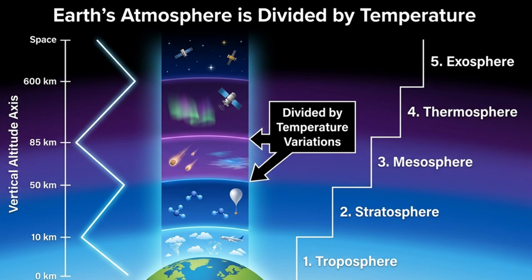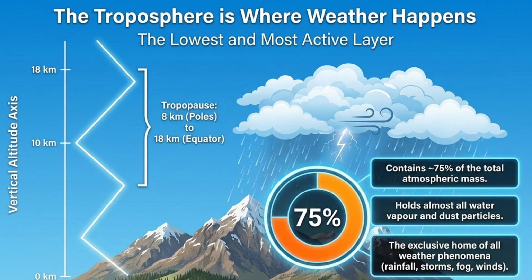Starting from the Earth's surface, these are the Troposphere, Stratosphere, Mesosphere, Thermosphere and Exosphere. In the upcoming slides, we will discuss each of these layers in detail and understand their important characteristics and temperature pattern. Now let's start with the first and lowest layer of the atmosphere, that is the troposphere.